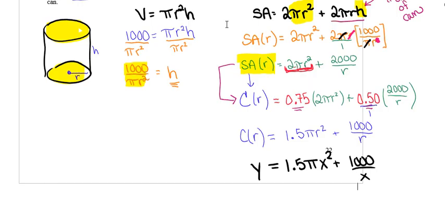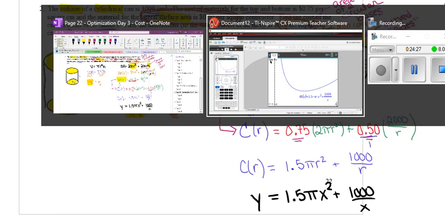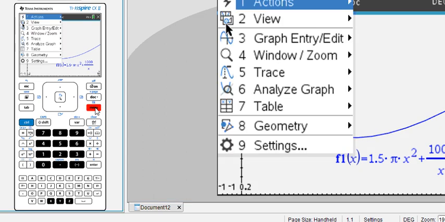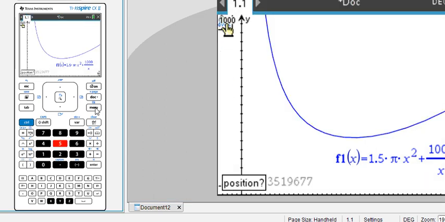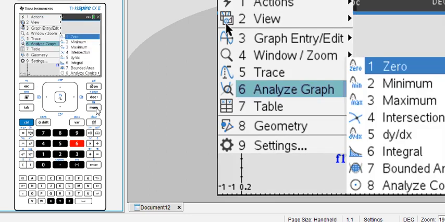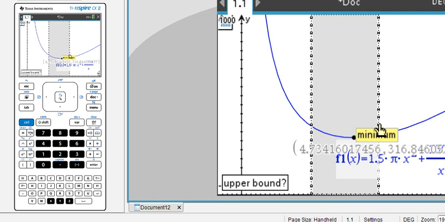Want to point out to you here that what we're looking for is the least expensive. So least expensive would be the minimum cost. So when I go to my calculator here, I'm looking for the smallest or the minimum value. So again, I'm going in to analyze the graph. I think I hit a wrong button there, so let me try this again. Analyze the graph, choice 2, minimum, boom, boom.